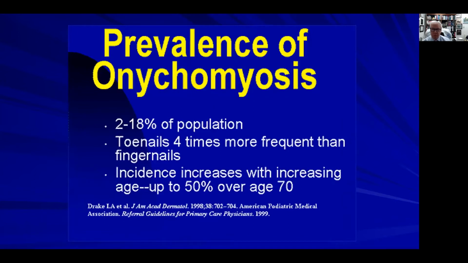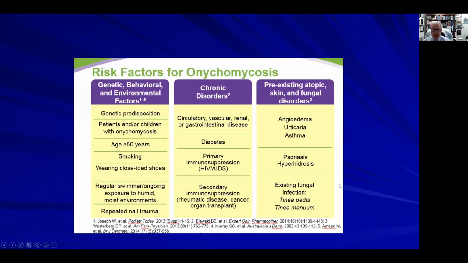Prevalence of onychomycosis is 2 to 18% in the general population, much more common in the toenails than in the fingernails, and this increases with age. 50% of patients over age 70 will have some degree of mycotic nail involvement.